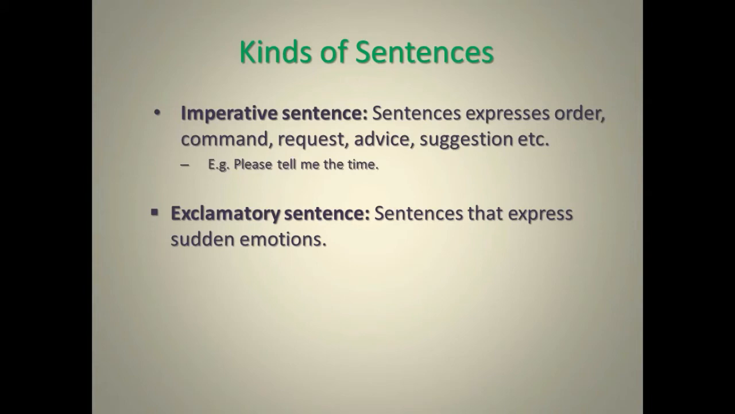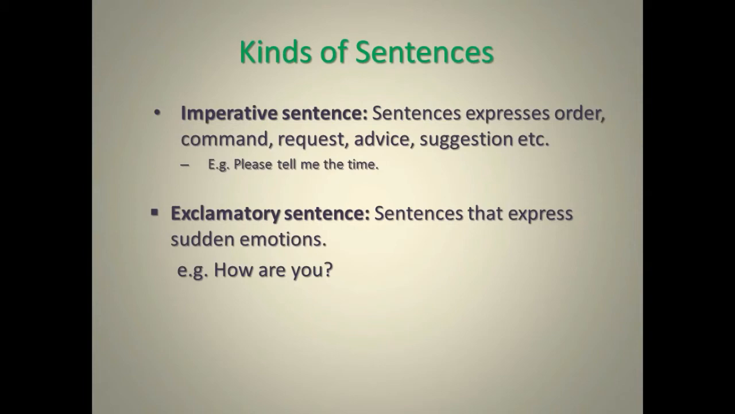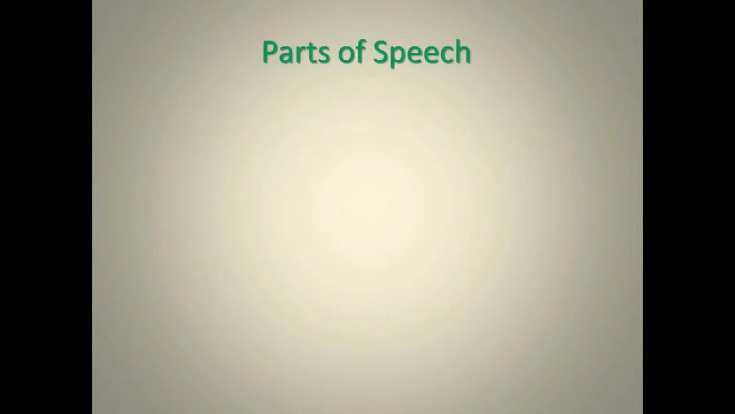Then exclamatory sentences are those that express some sudden emotions, and end with one exclamation mark. Like, okay, this is not the correct example. The examples will be: alas, he is no more; bravo, you have done a very wonderful job; what a pretty dress it is. So these are the examples. Here I had written wrongly.